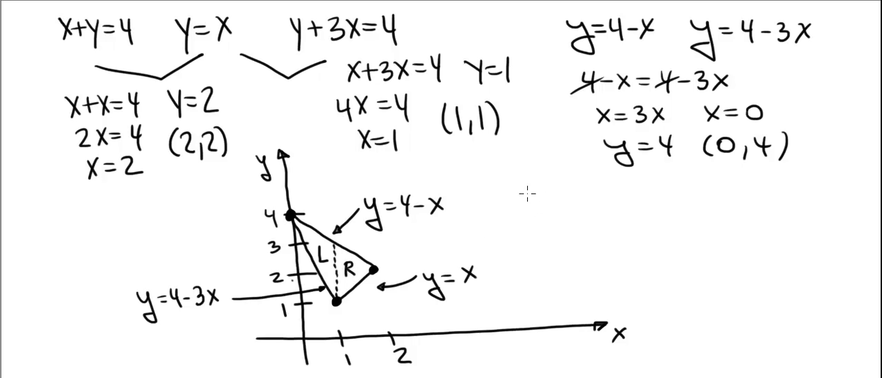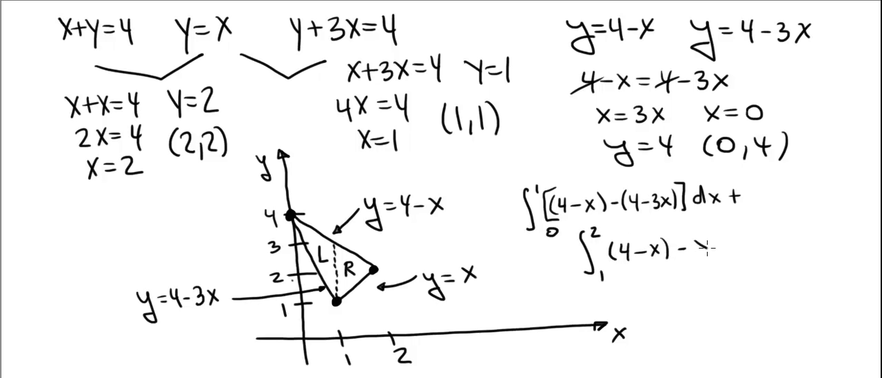So for the left portion of the area, the integral will run from 0 to 1. The function on top is 4 minus x. The function on the bottom is 4 minus 3x. And we're going to integrate that. That would give us the left portion of the area. The right portion of the area is the integral from 1 to 2. And the function on top is 4 minus x. The function on the bottom is x. And all we have to do is integrate these two, add them, and we have the area.